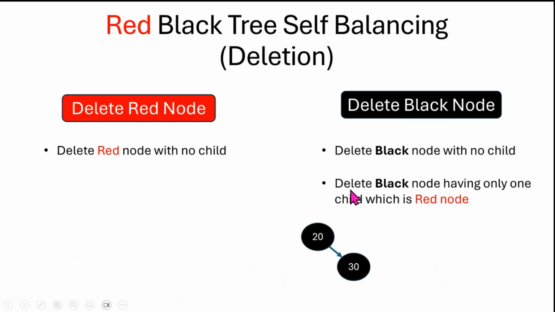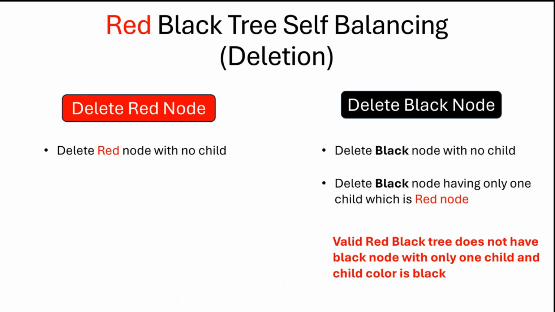Why? Let's say 20 is a black node with a black child, then it violates the black height property for 20. The black height for 20 is, for this part, 1, 2, null is 3, here 1, and null is 2. So it is not matching, so it is not possible. In a valid red black tree, there won't be a black node with only one child whose color is black. So it is not allowed.